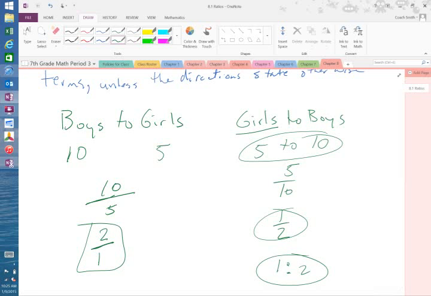In other words, whether you're listing it with the word to or with the colon or with the fraction, you always need to reduce it to its lowest terms. If it isn't reduced, is it wrong? If it's not reduced, it will be wrong, yes. Now, some of them won't reduce. That particular one I did does reduce.